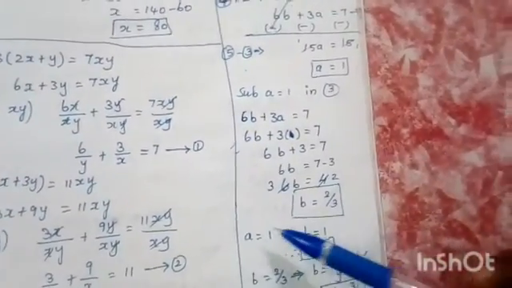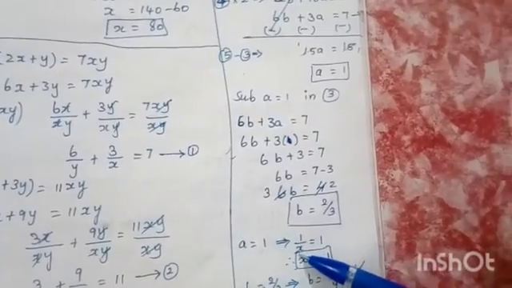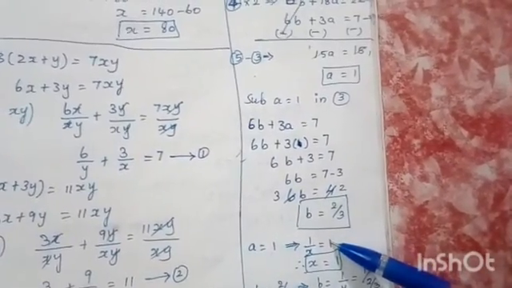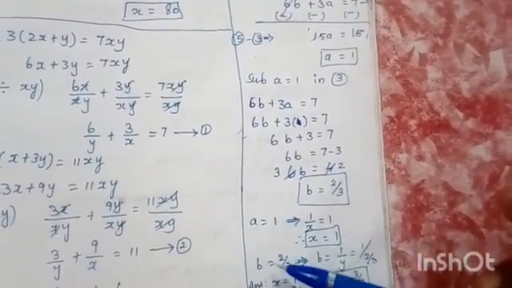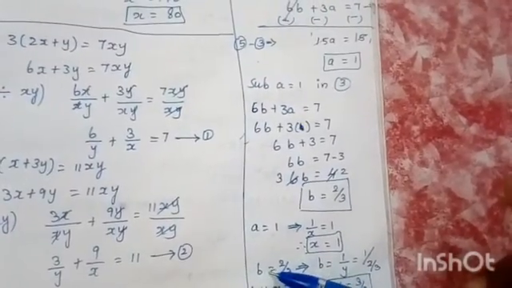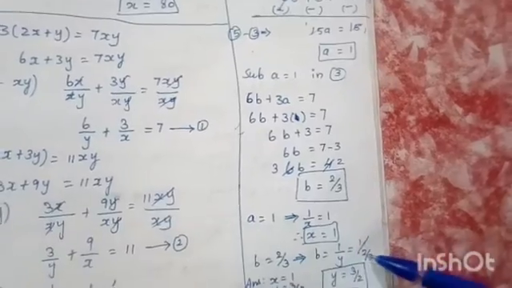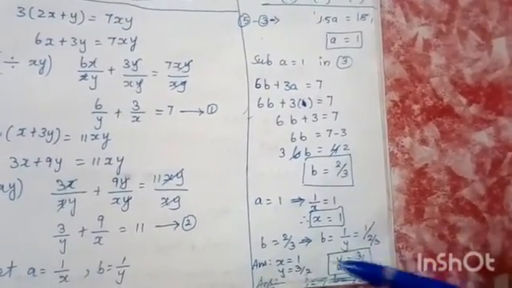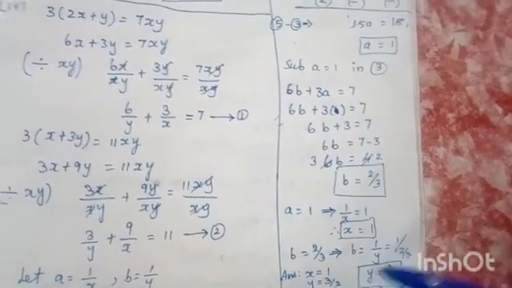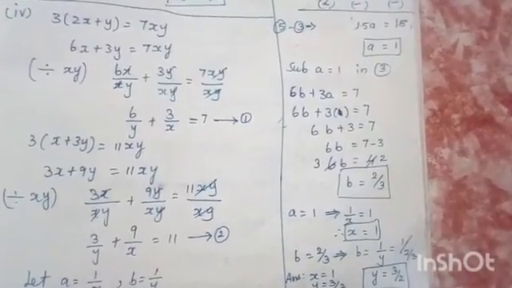A equal to 1. A we consider as 1 by x. So 1 by x is equal to 1. So x is equal to 1. B equal to 2 by 3. B we assumed as 1 by y. So 1 by 2 by 3, that is equal to 3 by 2. So x equal to 1, y equal to 3 by 2.